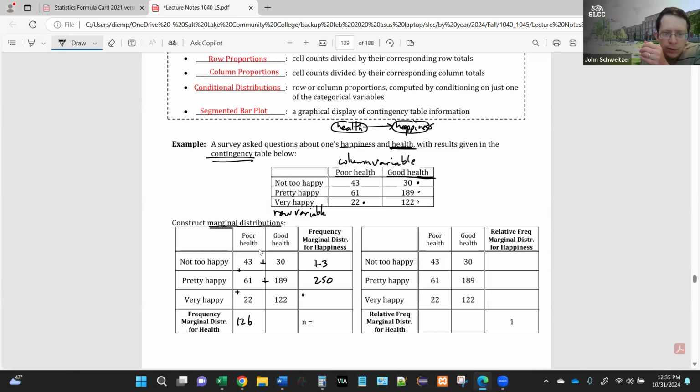Okay, so you guys do the other two. Just make sure you understand this. There's nothing super theoretical or abstract here. We're doing addition, okay? So just add across for the very happy and then add down for the good health. And we have what's called the marginal distribution.